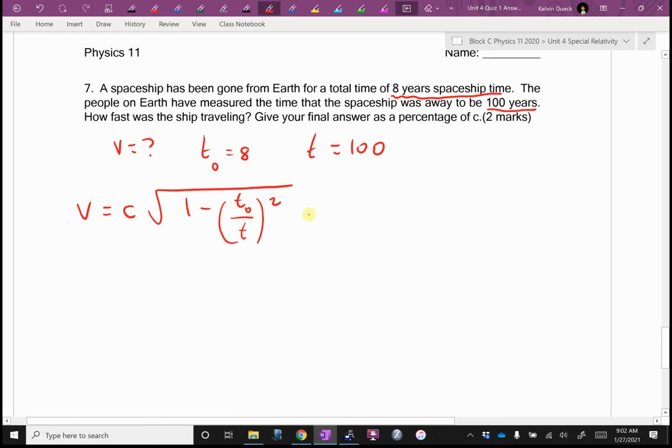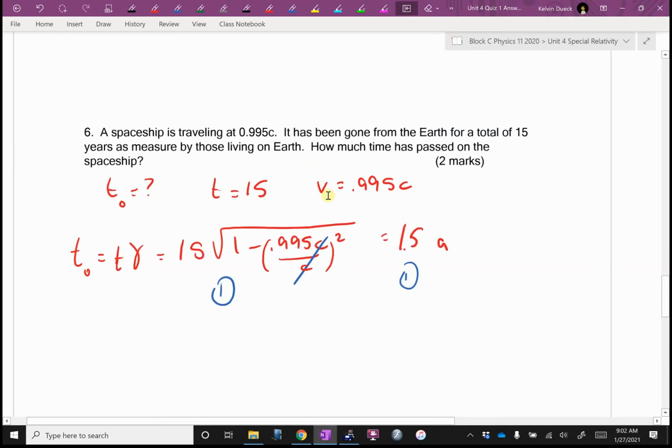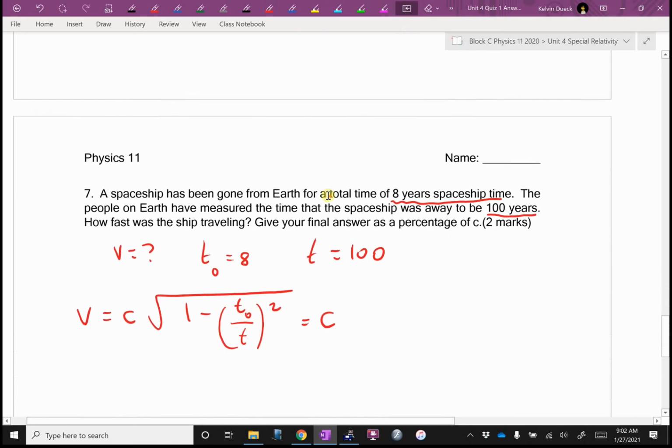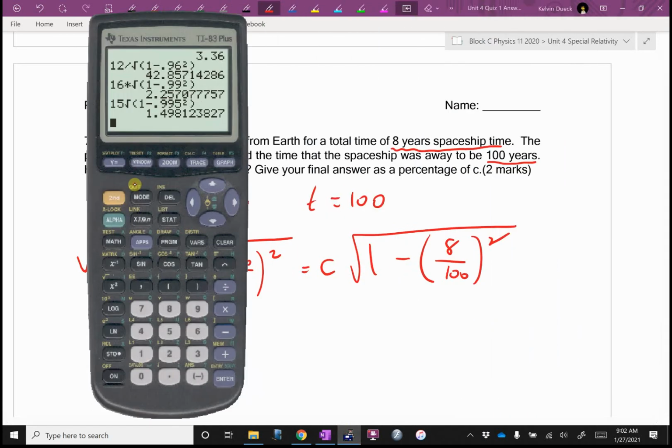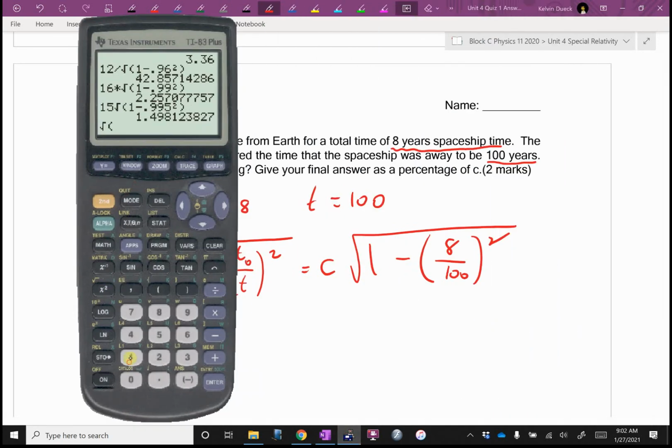Okay. If I want to leave it as a percentage of the speed of light, I'll just leave the c as a c. Square root of 1 minus 8 divided by 100 squared. If you wanted to try typing this in one fell swoop, you would square root, open up a bracket, 1 minus, open up another bracket, 8 divided by 100, close that mini bracket off, square it, and then close off your square root.